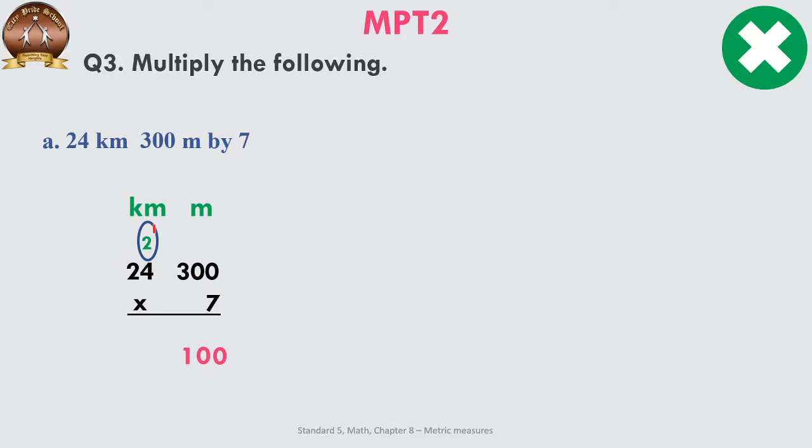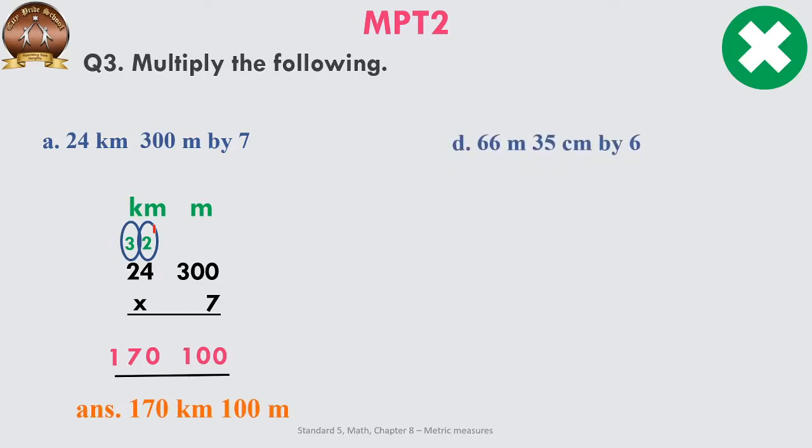Now 4 into 7 is 28. 28 plus 2 is 30. So 30. 2 into 7 is 14. 14 plus 3 is 17. So you get the answer as 170 kilometers, 100 meters.